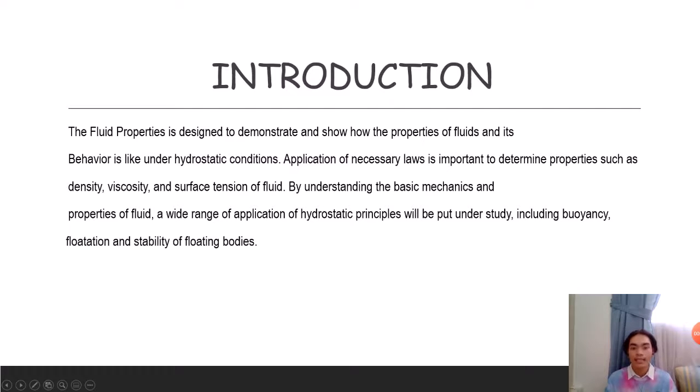By understanding these basic mechanics and properties of fluid, a wide range of applications of hydrostatic principles can be put under study. When we go through this experiment, we could understand that the stability of bodies could be of great use to replicate notions of buoyancy, flow rotation, and stability of floating bodies.